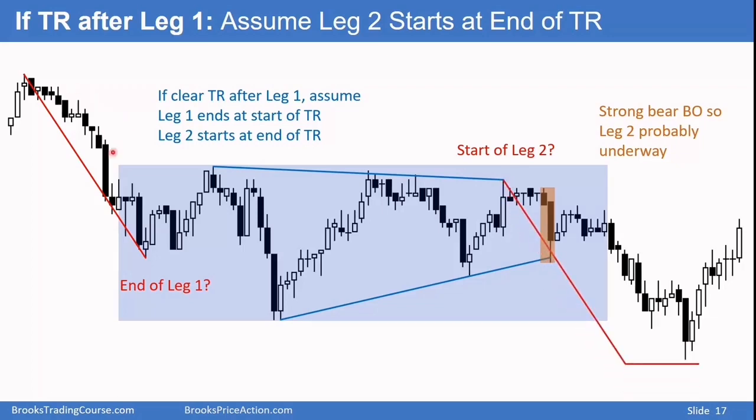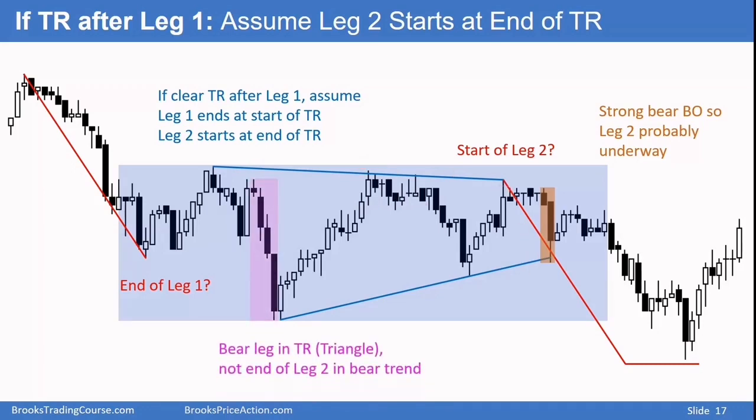I'll first look at this as leg 1 instead of this, because it gives me a closer target. And then I have to decide where leg 2 began. Leg 2 here did not reach far enough down. Maybe this is just all a pullback from leg 1, and then I'm looking for trend resumption down for leg 2. Maybe it started here, maybe it started here.